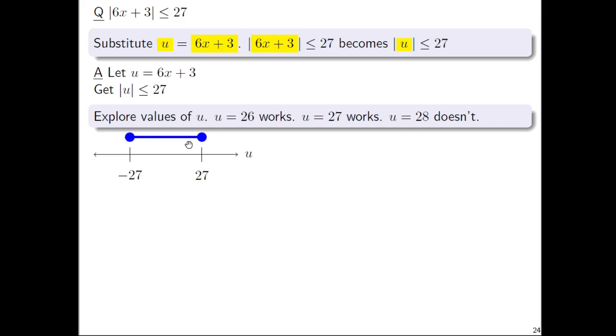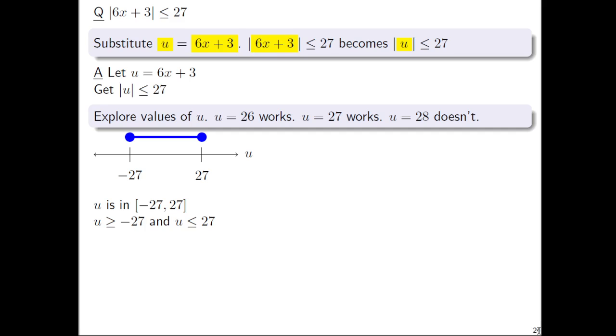So negative 27 to 27, inclusive, and all the numbers in between. In interval notation, we could write bracket negative 27 comma 27. Based on that, we could write u is greater than or equal to negative 27, and u has to be less than or equal to 27. So it's an "and" here because both things have to be true. That's what "and" is trying to get at, right?